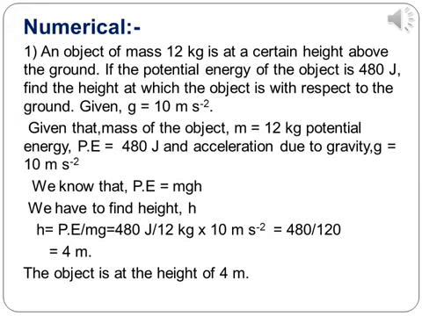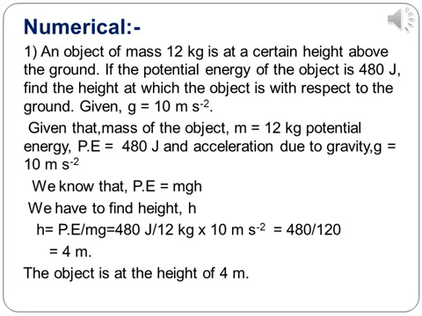Let us discuss the numerical part. Question number 1 is, an object of mass 12 kg is at a certain height above the ground. If the potential energy of the object is 480 joules, find the height at which the object is with respect to the ground, given that g is equal to 10 meter per second square.